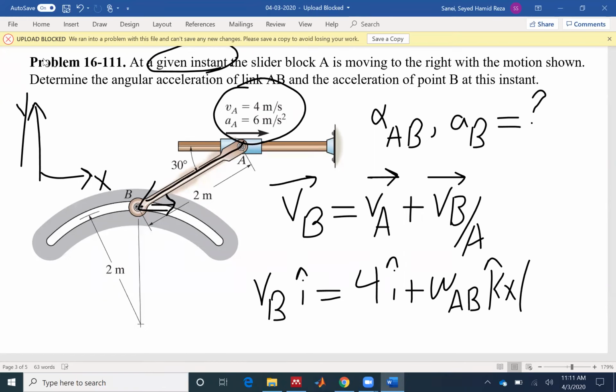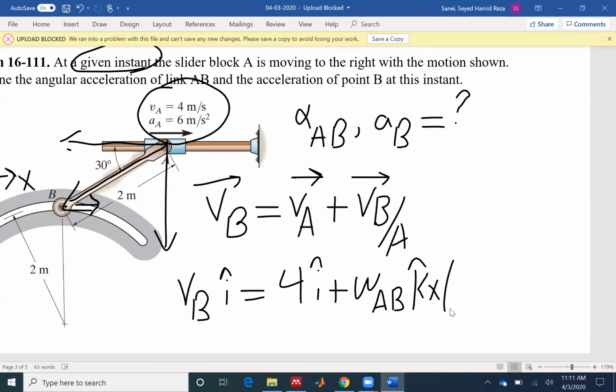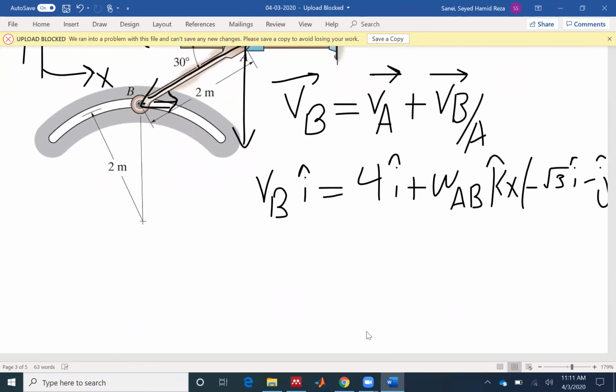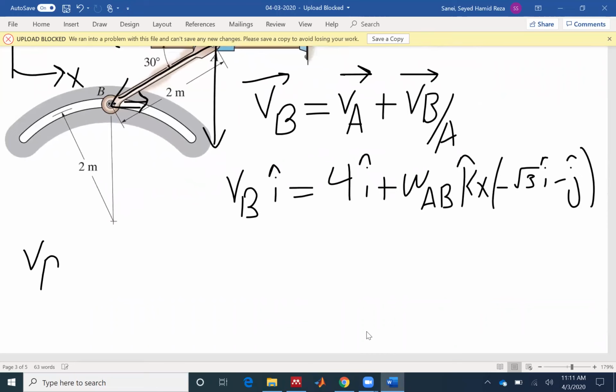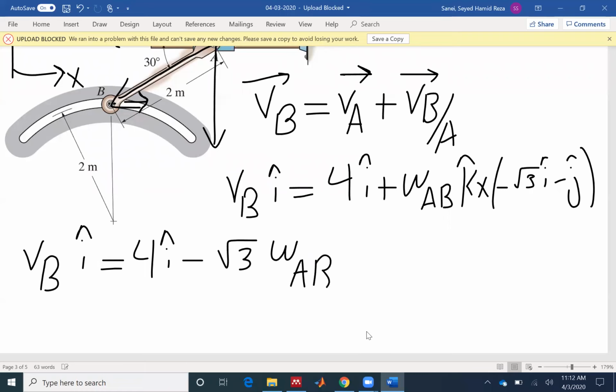So 2 cosine 30 will give me the X component, sine 30 will give me the Y component. Both of them would be a negative value. So that would be negative 3i and negative j. So if I expand that, I have VB i equals 4i. Omega AB k cross i would be negative 3 omega AB j plus omega AB i.